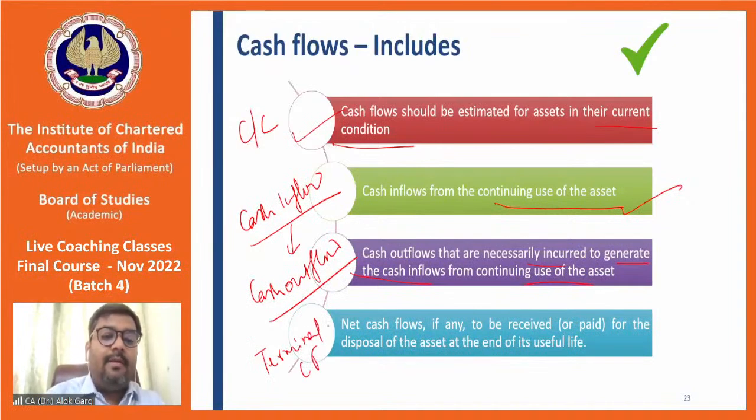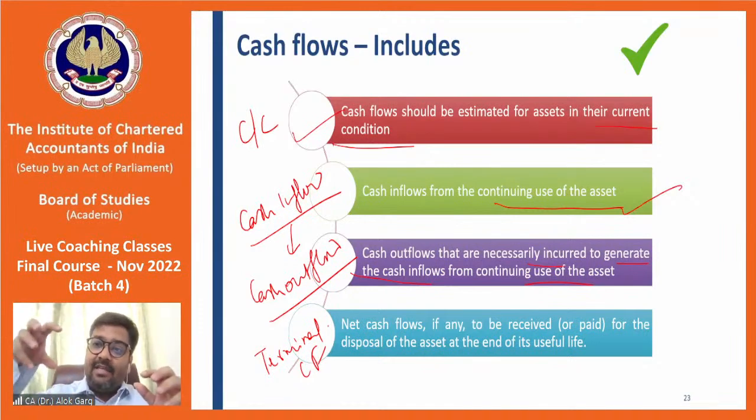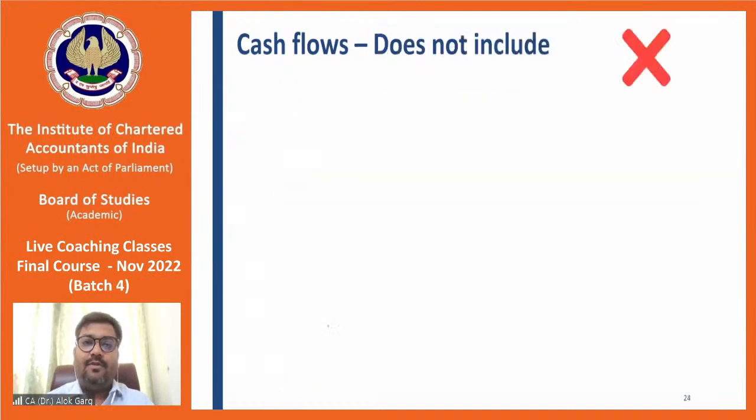Terminal cash. So friends, if I summarize what is included in cash flow: first, it should be as per the current condition of the asset. Second, it will take cash inflow and outflow from the use of the asset, and terminal cash flow at the end of the life of the asset. These are the cash inflows, right?